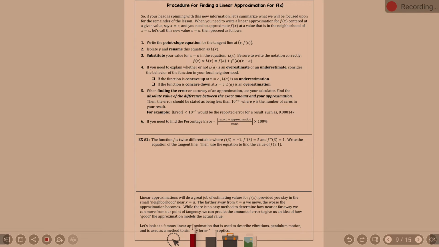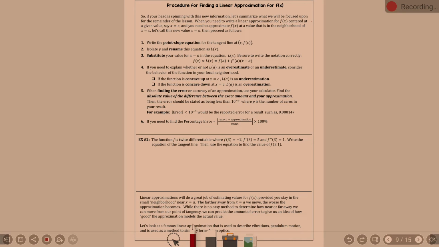You'll notice up here when I'm reading up there, when you need to write a linear approximation for f of x centered at a given value, say x equals c, you need to approximate f of x at a value that is in the neighborhood of x equals c. Let's call this new value x of a and then proceed as follows. So the idea, we're picking something that is very, very close to the original value. Okay, so we will start off writing point slope equation.